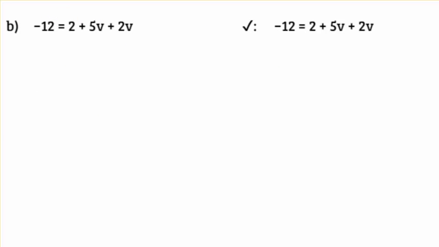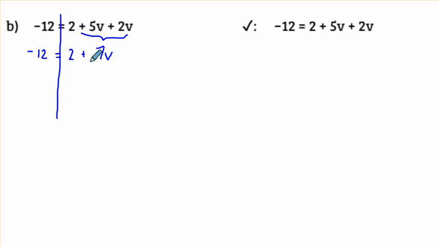For B, we're going to draw our river. And there's nothing to do over on the left side. On the right side, though, we see that we actually can combine some like terms here. Luckily for us, there are no negatives because those always mess you up. But luckily, they're all positive. So we can put 5v together with 2v and get 7v because we're just adding those together. And so once we've done that, we are now at a two-step equation. Negative 12 equals 2 plus 7v.